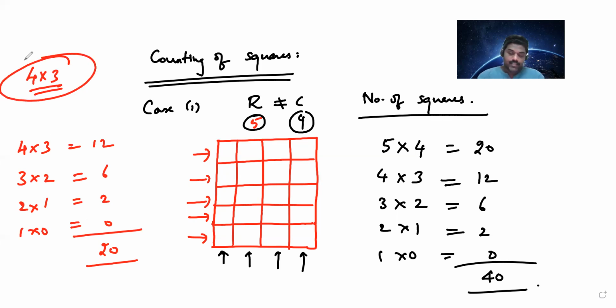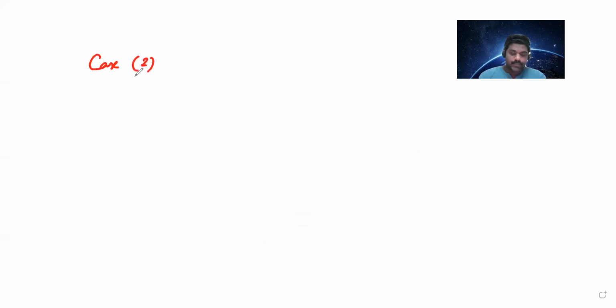Right? Next, moving on. Case 2: if the number of rows is equal to the number of columns, let us say I am taking a 3 by 3 grid.